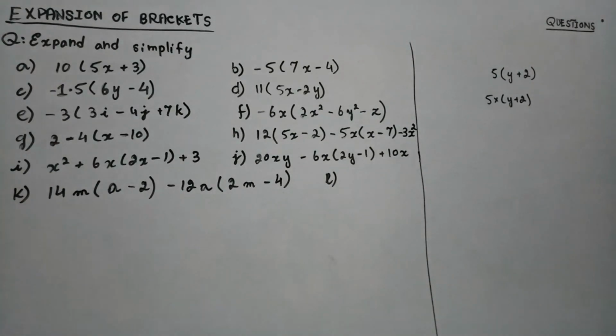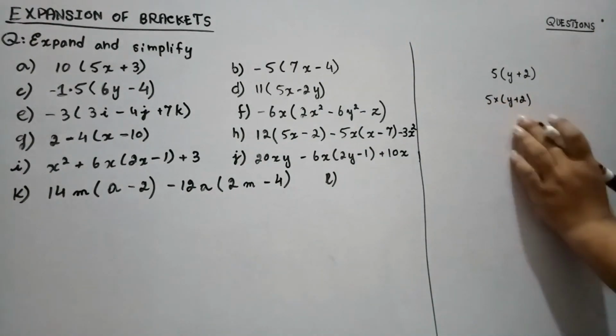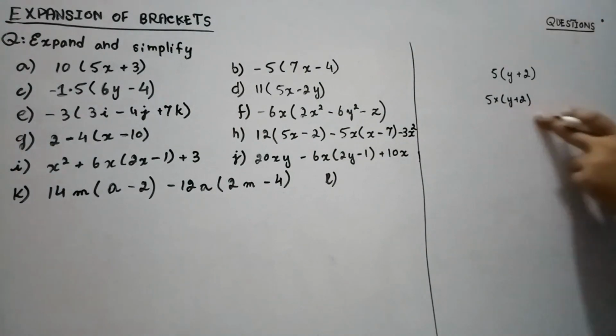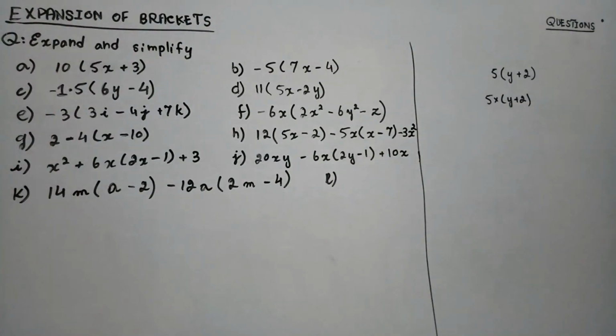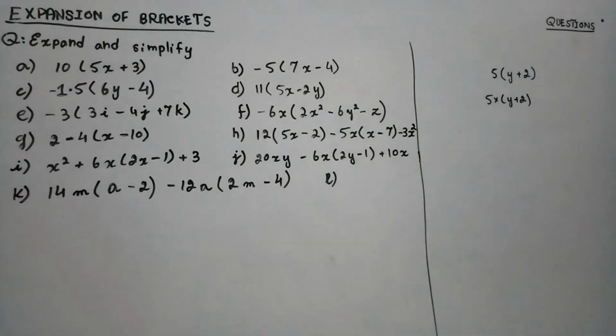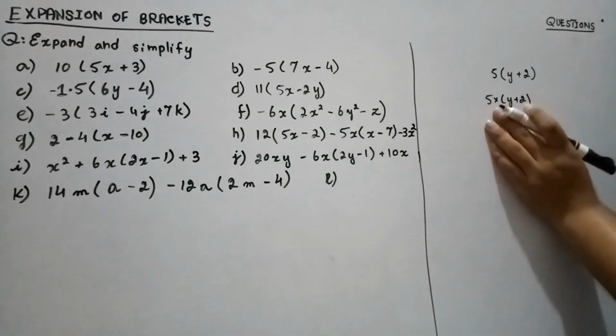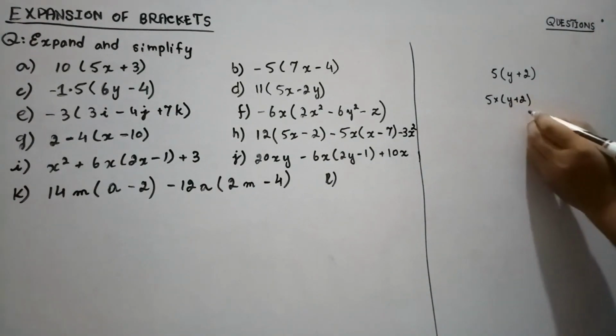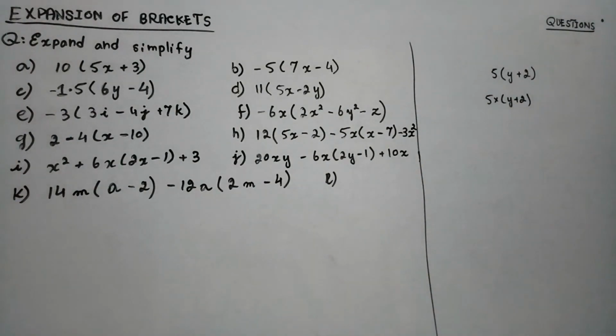So here, what does this mean? Expansion means that here we have to multiply the number which is present outside by each of the terms present inside the bracket. Okay, this means that the term present on the outside, which is 5 here, is going to multiply by each of the terms present inside the bracket, this y and this 2 also.